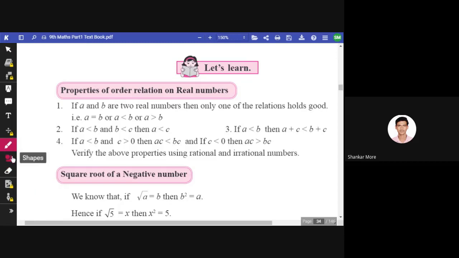Okay. Now verify the above properties using rational and irrational numbers. ओके, सो हमें रैशनल नंबर और इरेशनल नंबर की मदद से ये प्रॉपर्टीज प्रूफ करनी है, जो कि हम कर सकते हैं. ये प्रॉपर्टीज बहुत ही इजी है. So we are not investing our time on these properties.